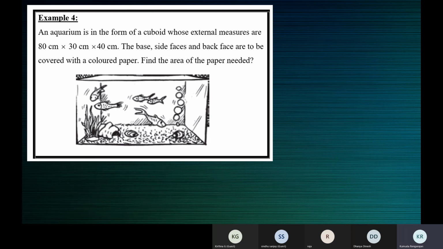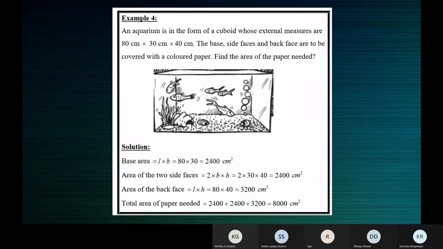So please read the question. And I think you've taken a screenshot, children, in the last class. Have you finished working this, children? Yes, ma'am. Okay, we can just revise the answer.